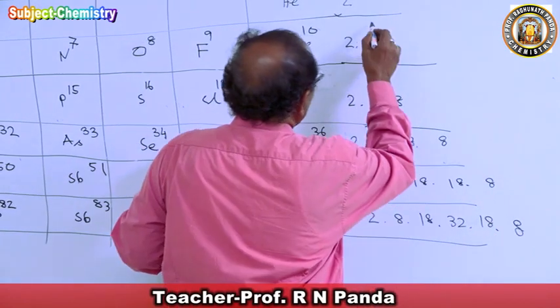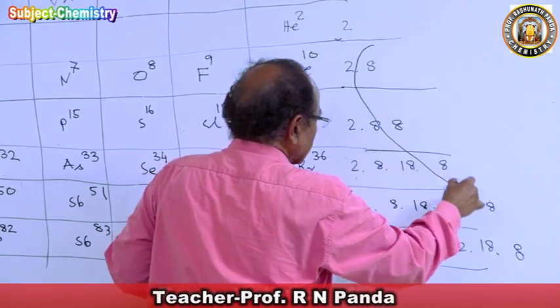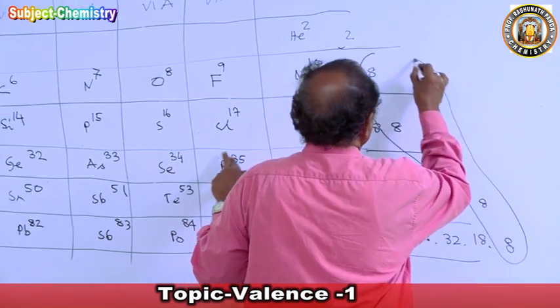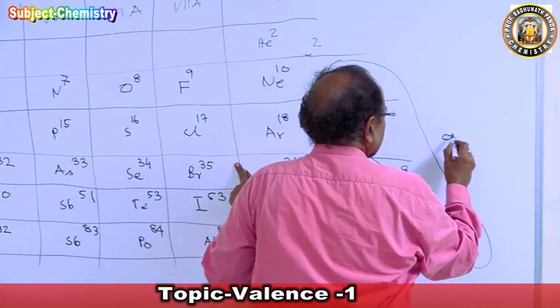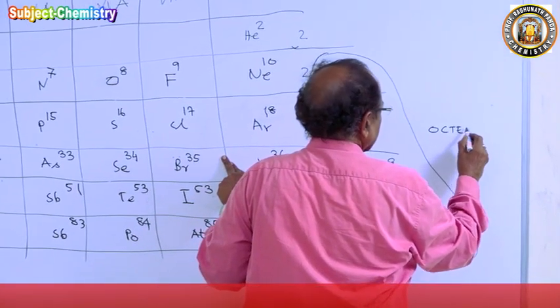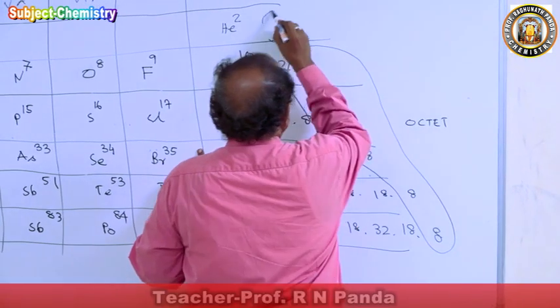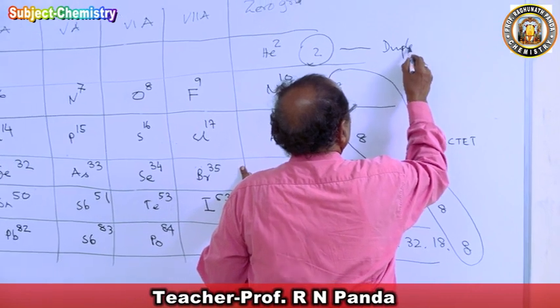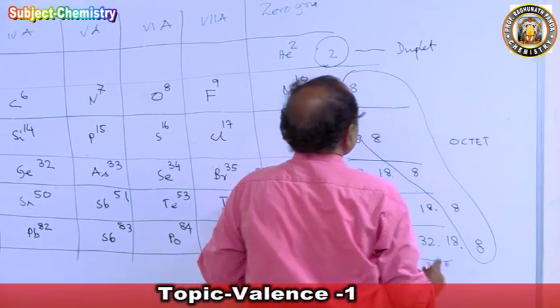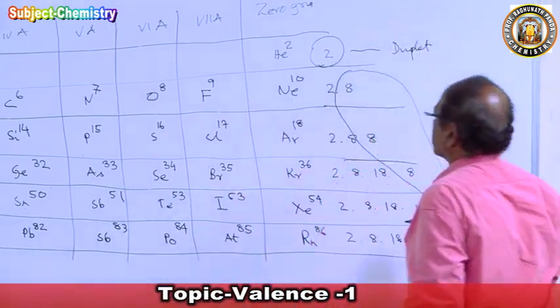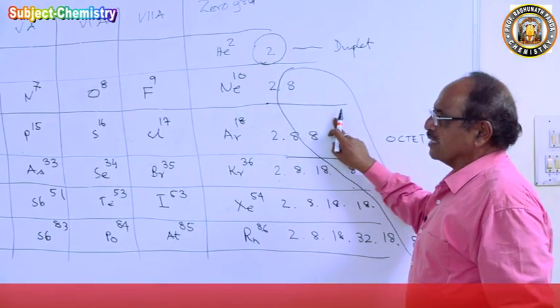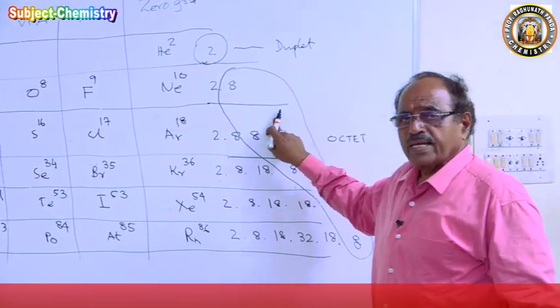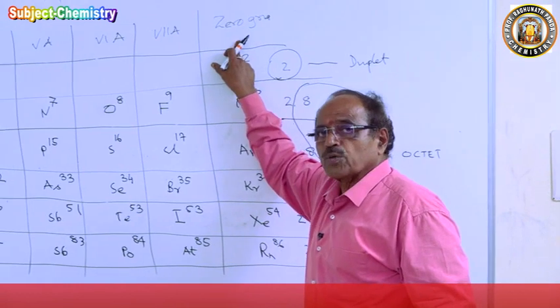You see, atoms of all these elements have 8 electrons in their outermost shell, that is called an octet. And this has completed, so this is called a duplet. So they have no tendency to react. All these elements are called zero valent. Hence they were called zero group elements.